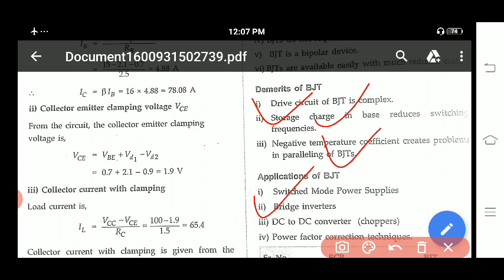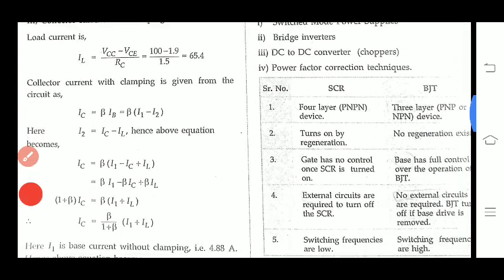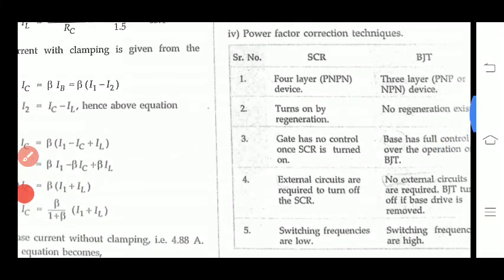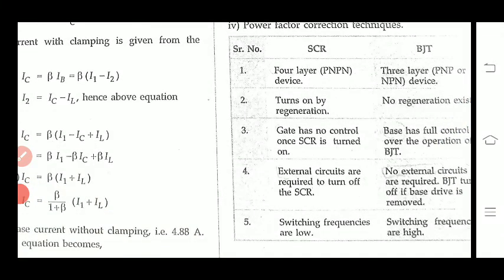Next, the applications they have shown: switching mode power supplies. It can be used in bridge converters, DC to DC converters, and power factor correction techniques. Next they have listed the difference between BJT and SCR.